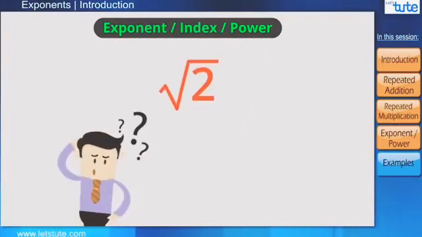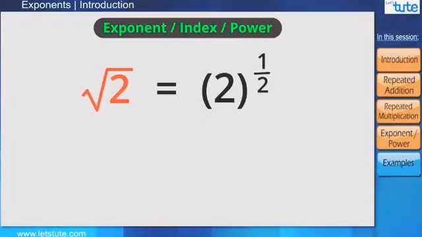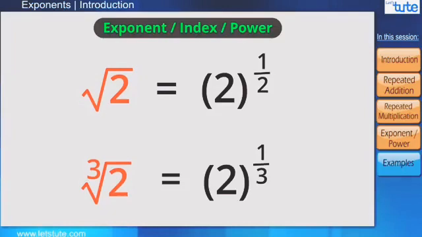Also friends, do you think square root of 2 has an exponent? How do you write square root of 2 in exponential form? The square root of 2 is written as 2 raised to the power 1 divided by 2. Similarly, the cube root of 2 is written as 2 raised to the power 1 divided by 3. So here we can see that 1 divided by 2 and 1 divided by 3 are nothing but the exponents. So till now we have seen that what exactly exponents are.